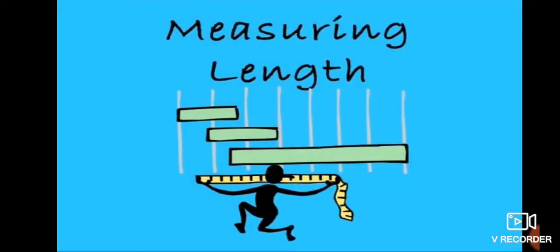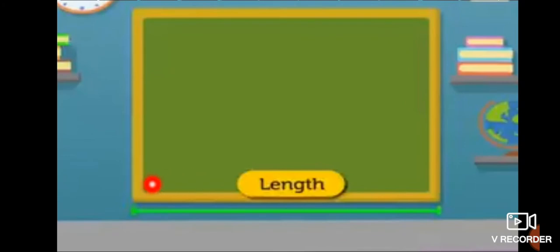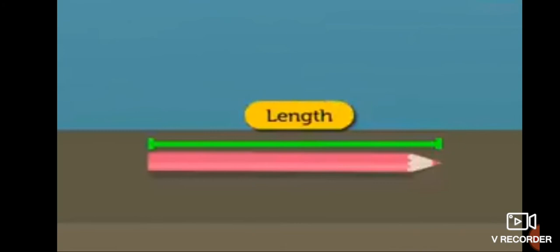Children, what do you mean by a length? The word length is used to measure how long an object is. For example, the length of a classroom floor, the length of a blackboard, and the length of a pencil. Okay, so children, it is also used to measure the distance from your home to school.